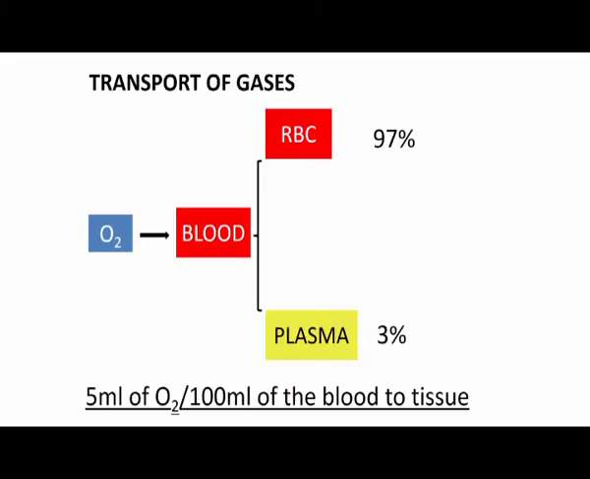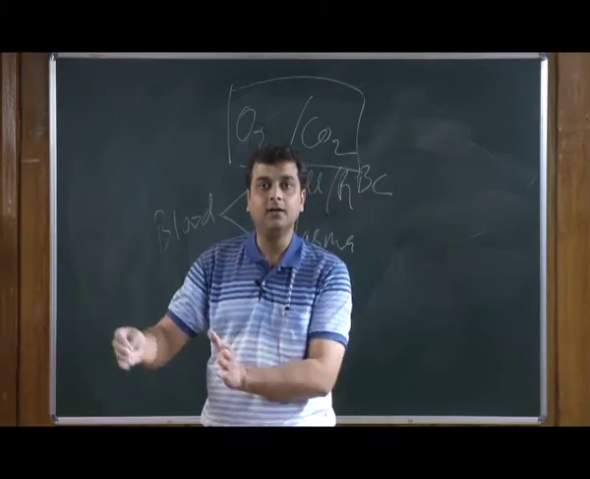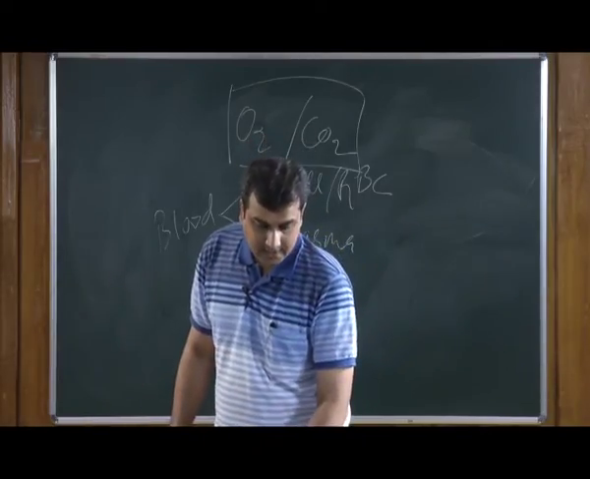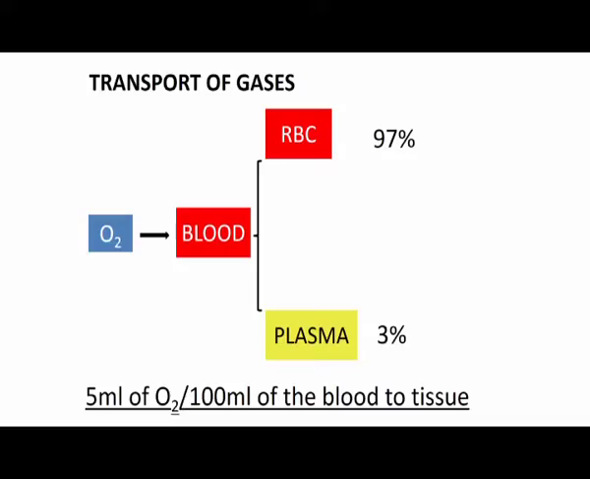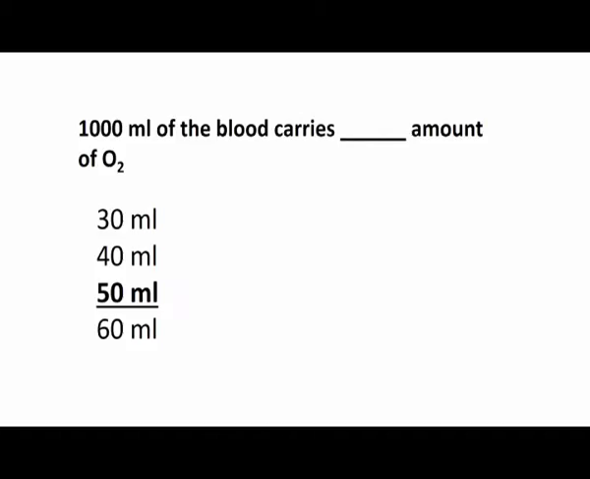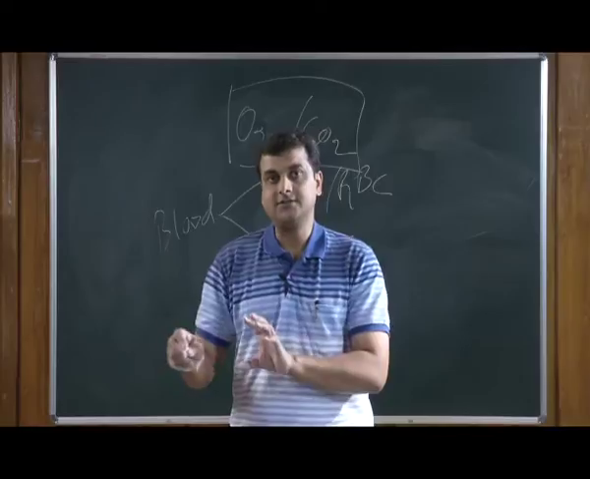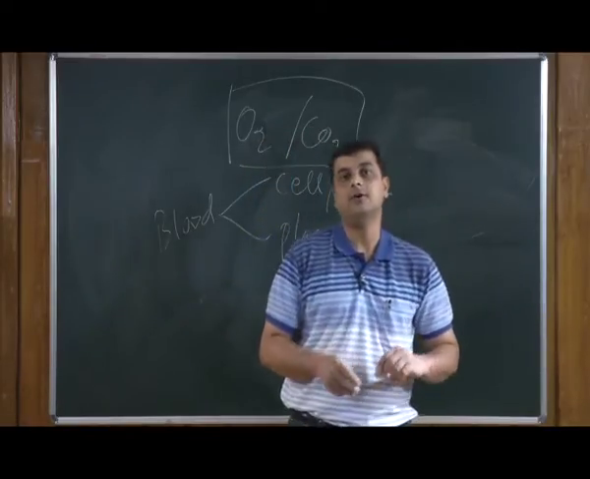On an average, 5 ml of oxygen per 100 ml of blood is supplied to the tissue level. So, this is the carrying capacity of oxygen to the tissue, and if I draw an objective in this sense, just to understand how much oxygen 1000 ml of blood carries: 5 multiplied by 10 is 50 ml. So, 50 ml is the concentration of oxygen carried by 1 liter of blood, because 100 ml can carry 5 ml of oxygen. So, 1000 ml is basically 50 ml of oxygen.